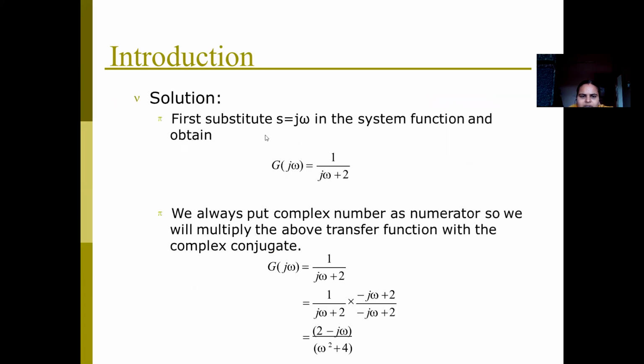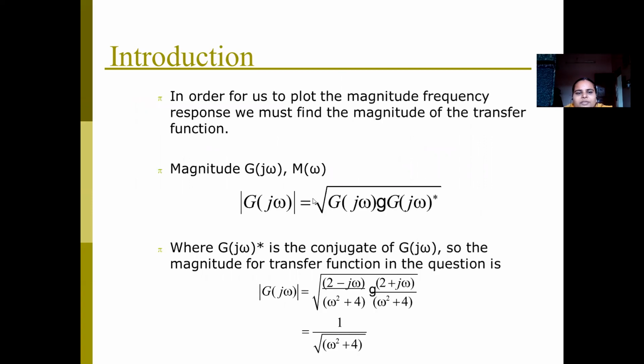Just an example is taken here, where the equation is given: G of j omega is 1 divided by j omega plus 2. The first step we have to do is, instead of j omega, substitute s. Before that, it is taken as the complex conjugate of this. Then it will be 2 minus j omega, or else minus j omega plus 2, you can write it off. Then if you solve this, you will get 2 minus j omega divided by omega square plus 4. Then from that equation, you have to find the magnitude part. What is the magnitude? I can find it as the square root of the real part of G of j omega and also the complex conjugate part. Observe here, it is taken here.